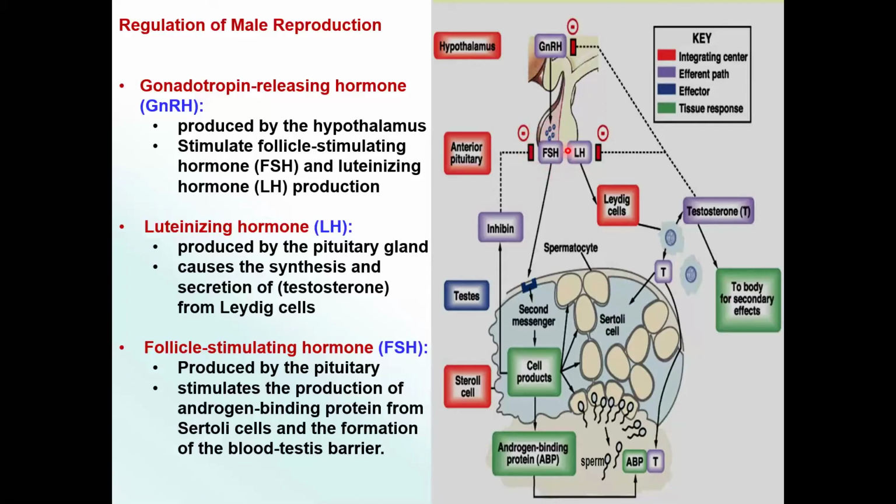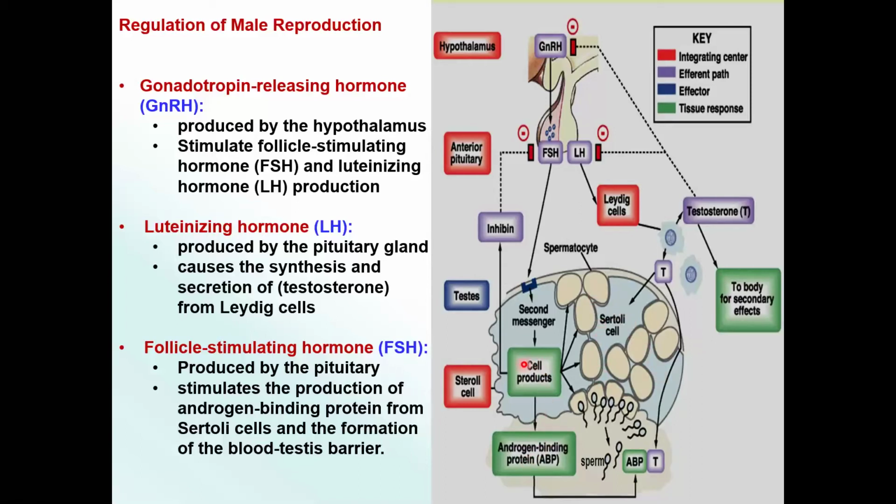The other hormone, that is the FSH, will affect the Sertoli cells, which are inside the seminiferous tubules, and it will stimulate those cells to produce the androgen binding protein. The androgen binding protein will bind to the testosterone within the seminiferous tubules, and it will maintain the concentration of the testosterone within the seminiferous tubule high, because this high concentration of testosterone is very important to support the process of spermatogenesis.